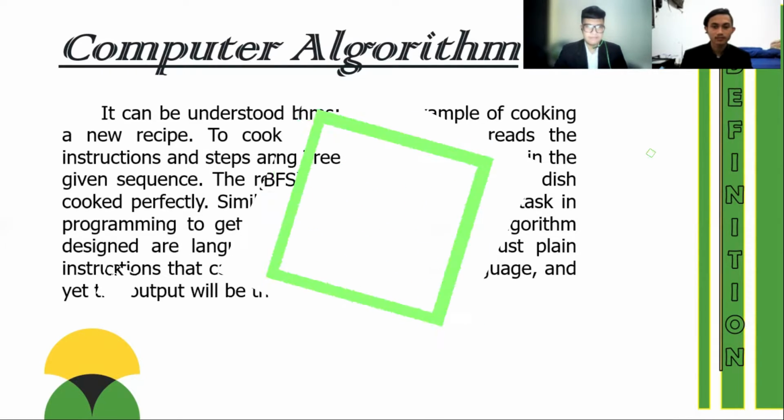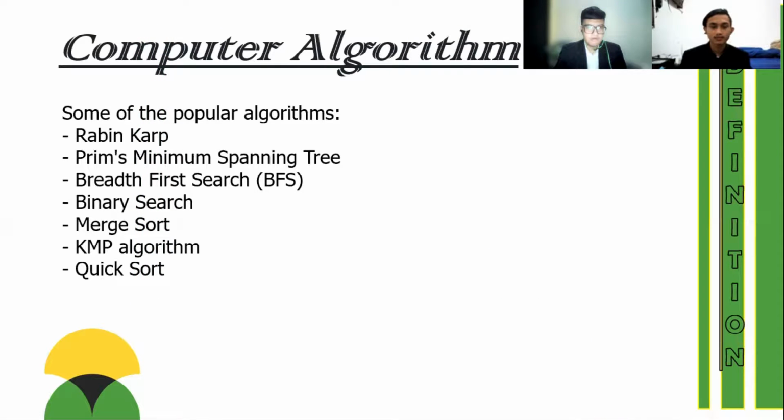These are some of the popular algorithms. Number one, we have Rabin Karp, and then Prim's minimum spanning tree, breadth first search or BFS, binary search, merge sort, KMP algorithm, and quick sort.